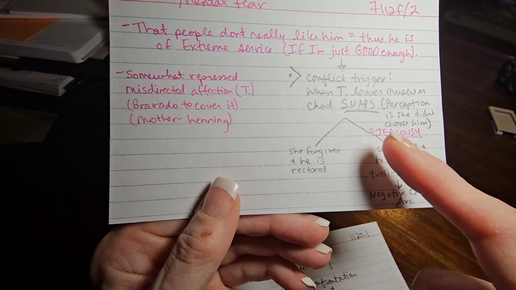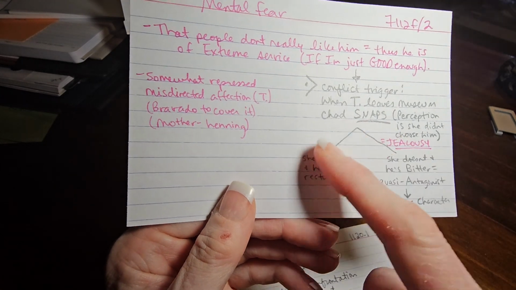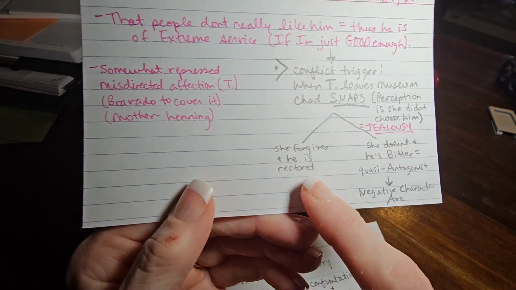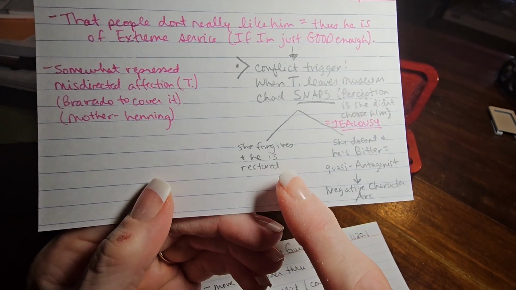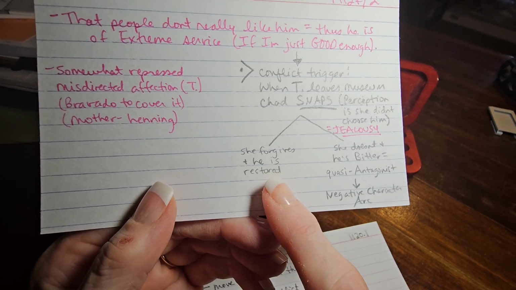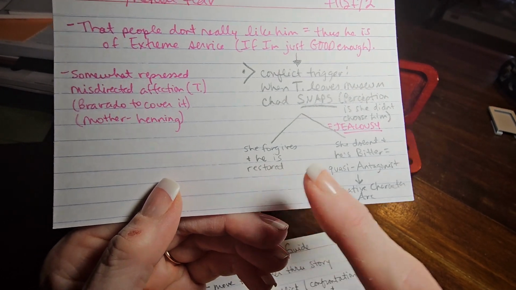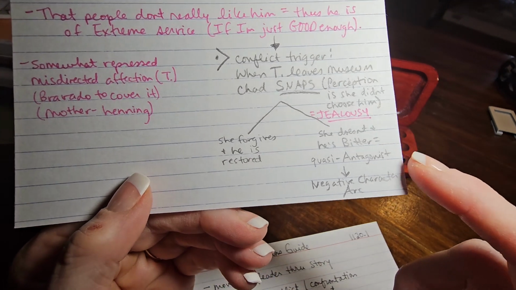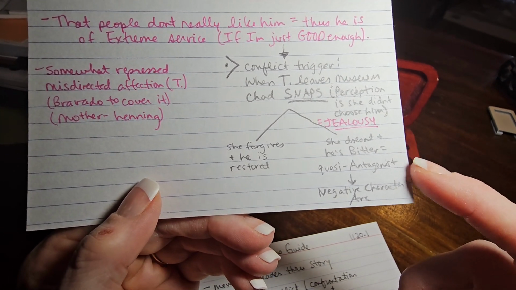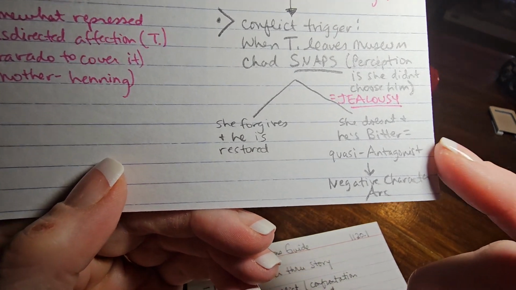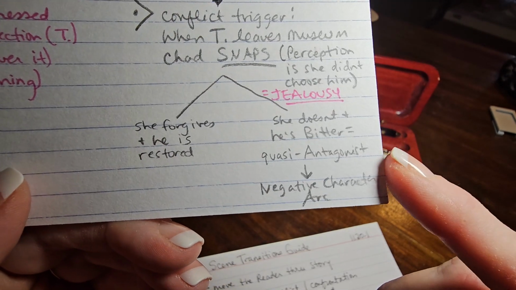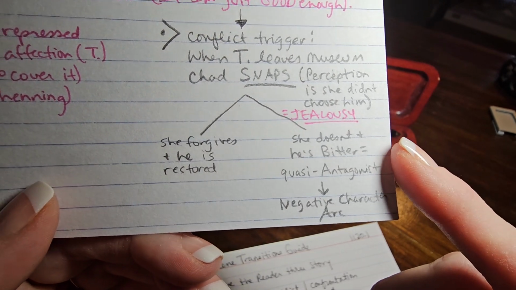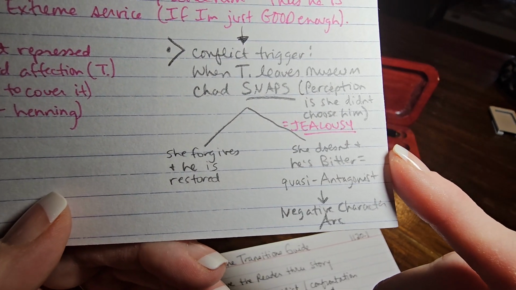That leads to jealousy. So then we've got a story arc here. On one hand, Tara forgives him for his jealous outburst, and he's restored and put back at ease. On the other hand, she doesn't forgive him, and he becomes bitter, and maybe he even turns into a quasi-antagonist. Maybe he develops a negative character arc as a result of her not forgiving him and feeling like he's been thrown out of her life.